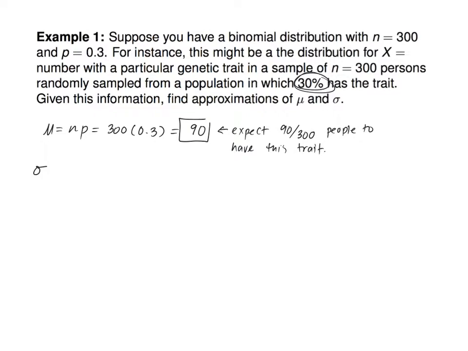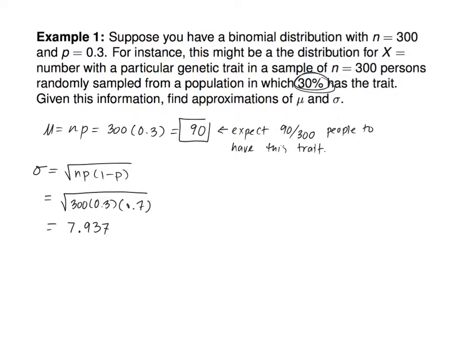Now the sigma, so that's the square root of np(1 minus p). So root of n, which is 300, p, which is 0.3, and what's 1 minus p? 0.7. And that doesn't come out nice, but I got approximately 7.937. Just double check that you got that too.